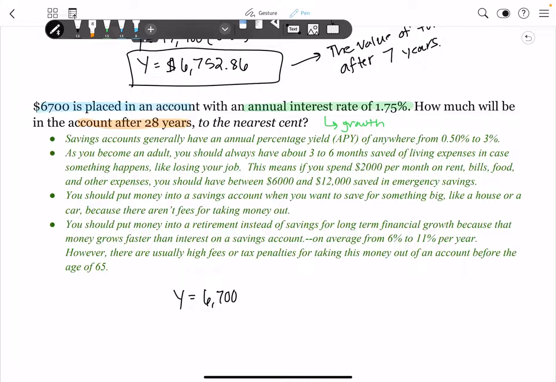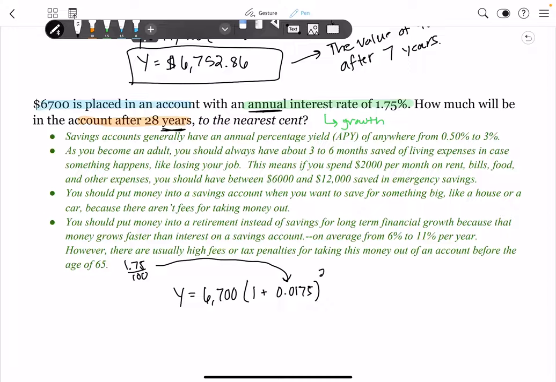So 28 years is our time value, and let's just double check that time does match the units in our rate. The rate is annual. Okay, so because this is growth now and not decay, now we know that we're starting with one whole and then we're increasing every year. So again, I need to convert to a decimal. So I'm just taking that 1.75 and dividing by 100.